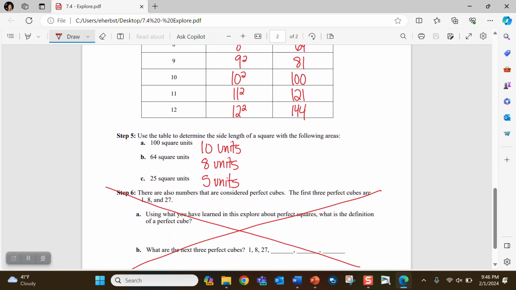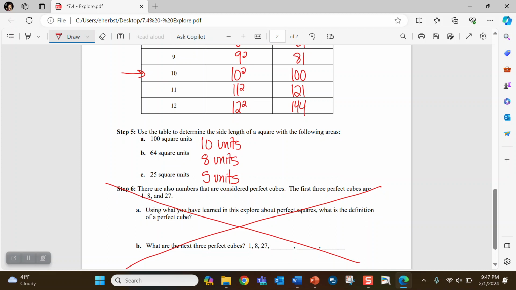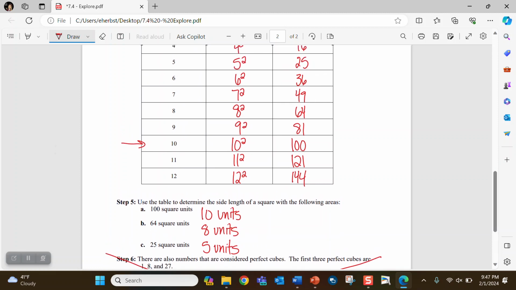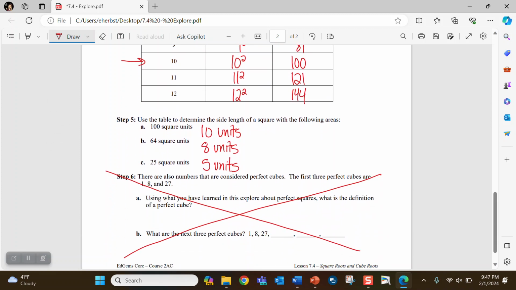So now if we want to look at this table and determine what the side length is if we know the area. For letter A, it was 100 square units. So we can see that here. A square will have a side length of 10 units if its area is 100 square units. For letter B from your table, you can see that 64 square units comes from a square with a side length of 8 units, and a 25 square unit square would have a side length of 5 units.